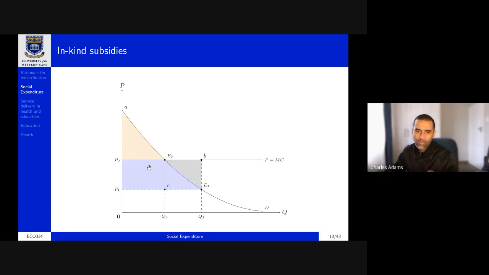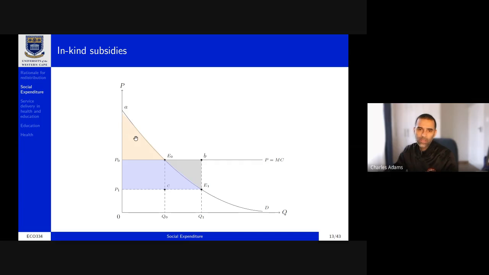And let's say government isn't happy with the fact that only Q0 of education is being consumed. It wants to expand education consumption to Q1, right? So government subsidizes the provision of education to the value of P0P1, right? And given that subsidy, that will then shift demand out to Q1, and you'll end up in equilibrium E1, right? So individuals will pay P1 due to the subsidy of the difference between P0 and P1, right? Which means that Q1 is demanded in that situation. Okay, so that's fantastic, right?